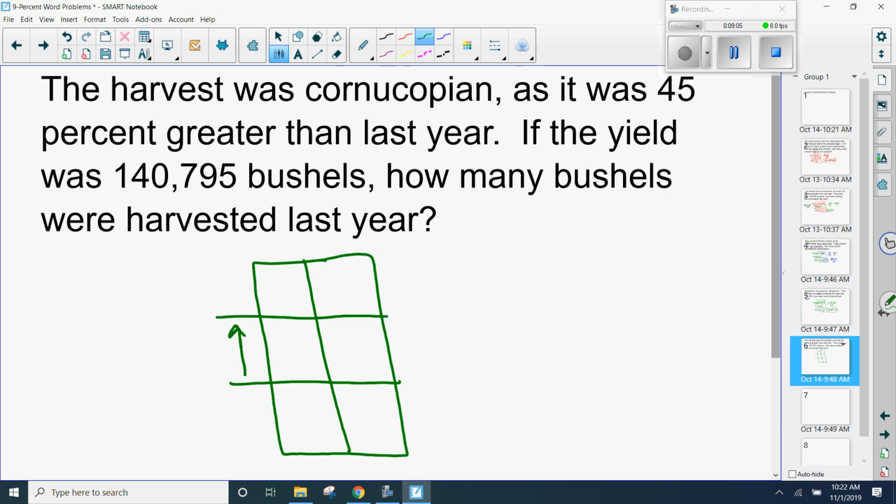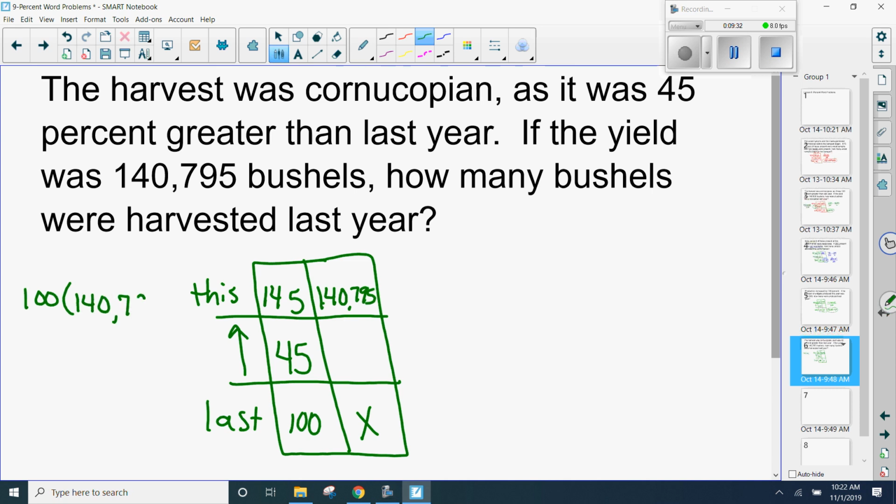45% greater. So you have an increase of 45%. So last year is 100%. So where's your percentage at this year? 145. If the yield was 140,795 bushels, how many were harvested last year? So calculate 100 times 140,795 and divide by 145. Calculate that. What do you end up with?